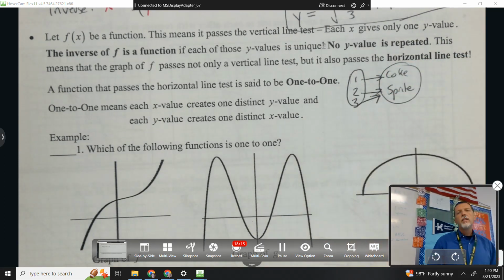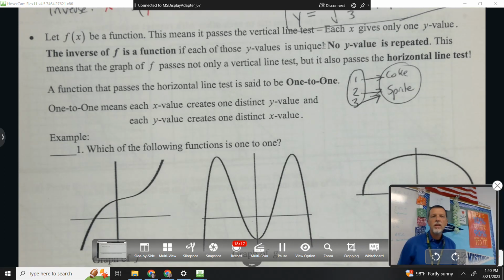So my vending machine has 3 buttons. If you push button 1, you get a Coke. You push button 2, you get a Sprite. You push button 3, you get a Sprite. Is that a functioning vending machine?